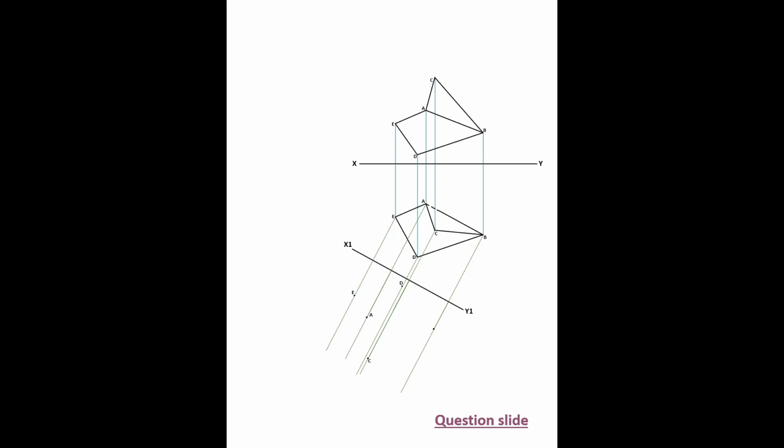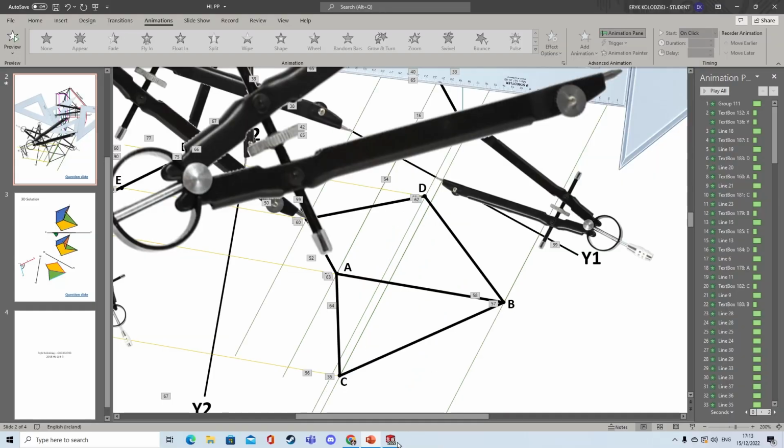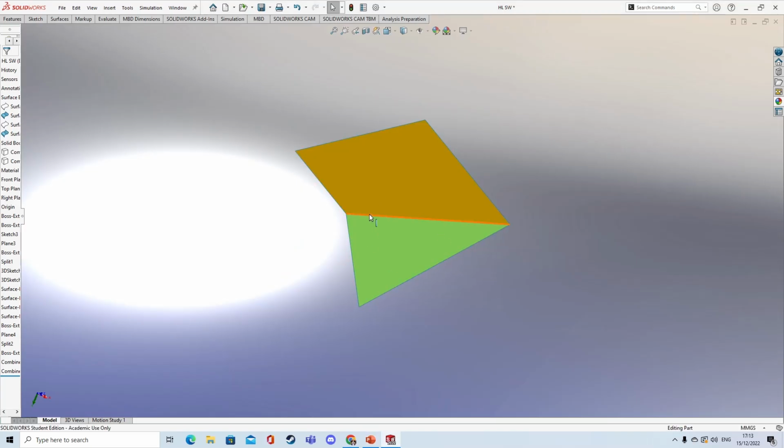So here we see we found E, A, D, C, and B. And once again, we just join up all the dots. And why do we do that? It's because we're trying to find AB not as an edge view, but as a point. So first of all, we need to find it as a true length line. Going back to our SolidWorks, there we have it. That's our true length line.